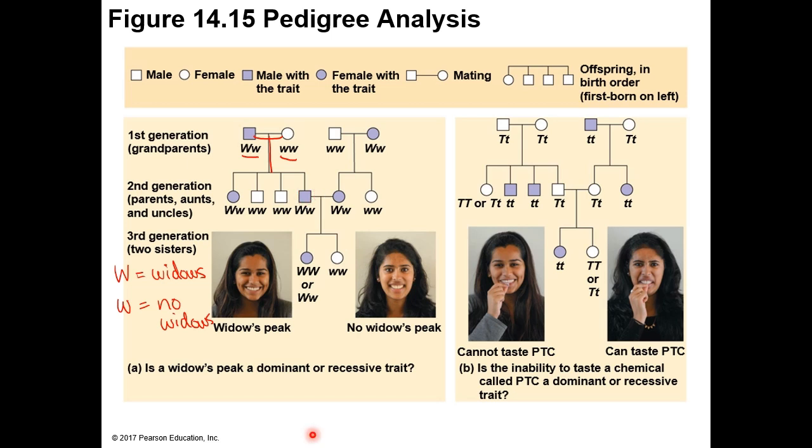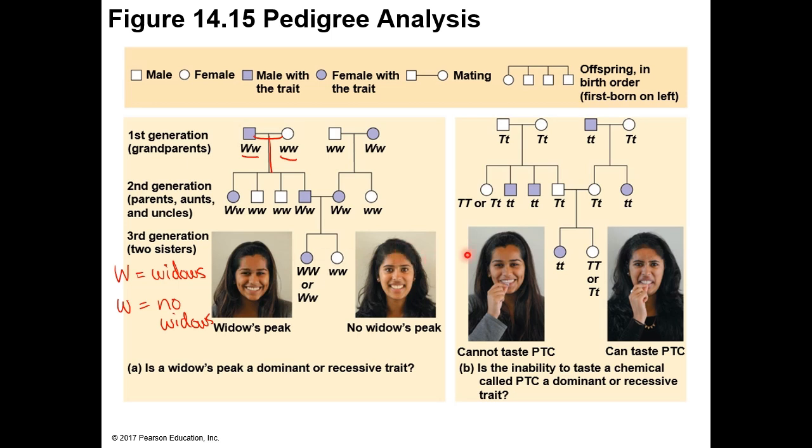And we can see how the male from this family mated with the female from another family. And the female also had the widow's peak. They are both heterozygous, and they mate together to have 2 children. And one of the children has a widow's peak, and the other child does not have a widow's peak. And so we can see these 2 children and the phenotypes that are observed.